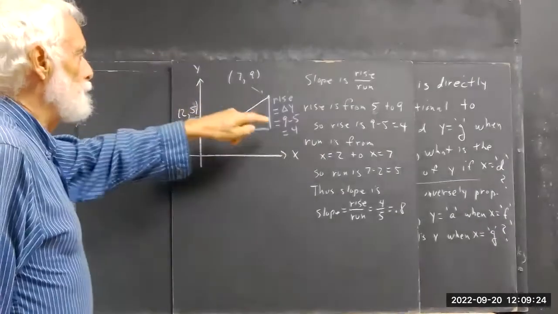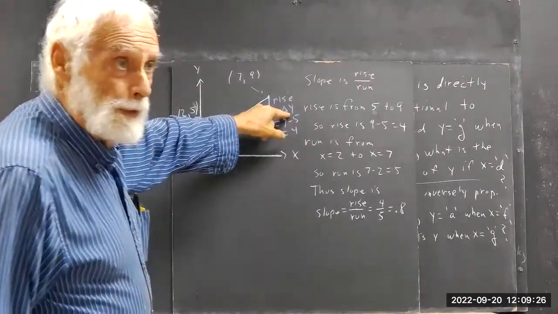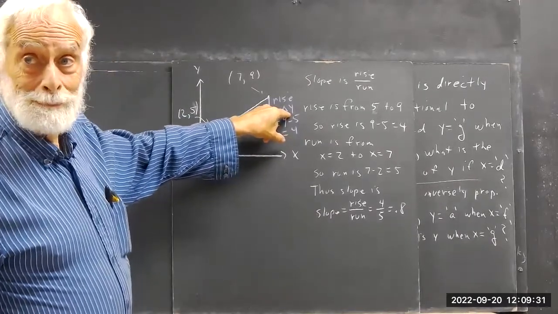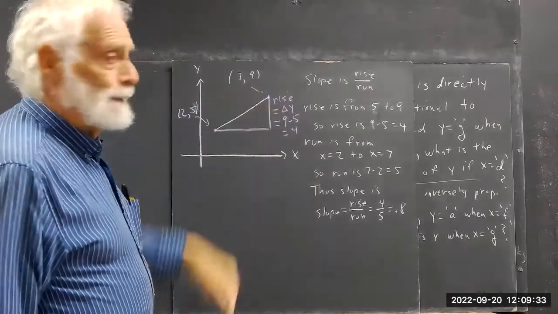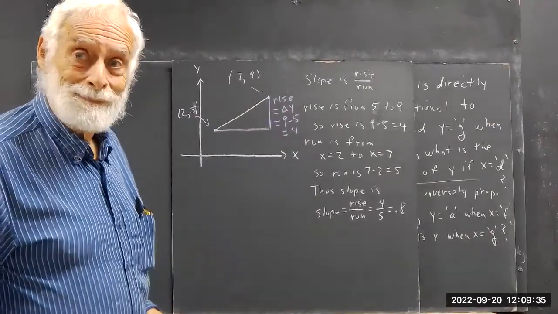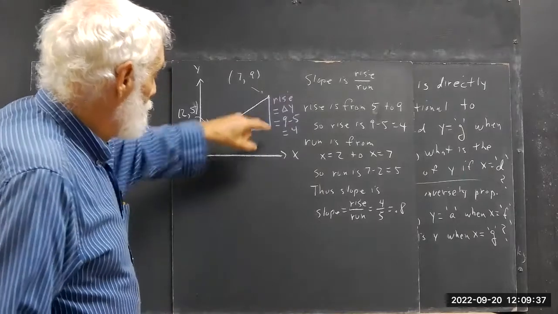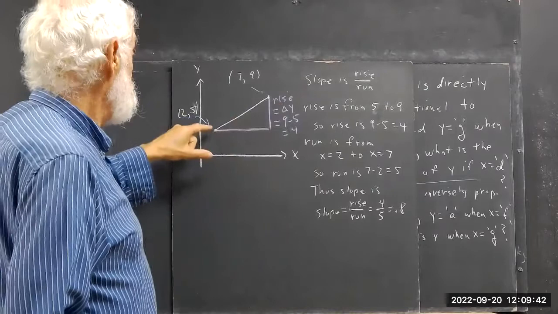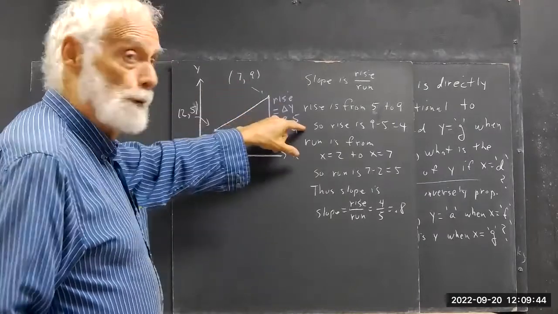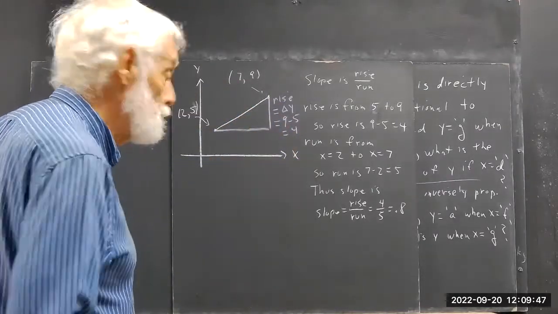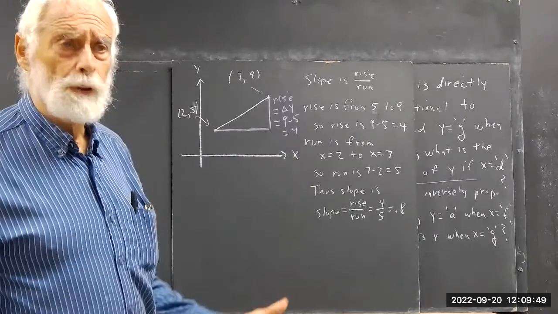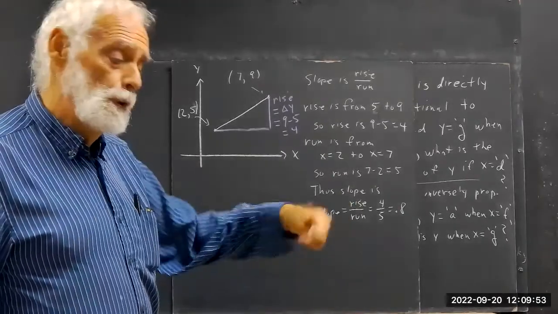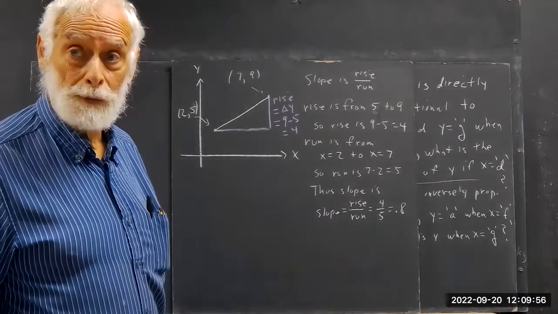I'm going to write rise, and I'm going to use delta y. The delta stands for change in. That's something I'm pretty sure you've seen, but if not, it's just a triangle, the Greek letter, capital delta. That's equal to delta y, the change in y. Y changes from 5 at this point to 9 at this point, so the change is 9 minus 5, which is 4. Now, Open Math is going to give you a formula for this. It's going to be y2 minus y1 divided by x2 minus x1.